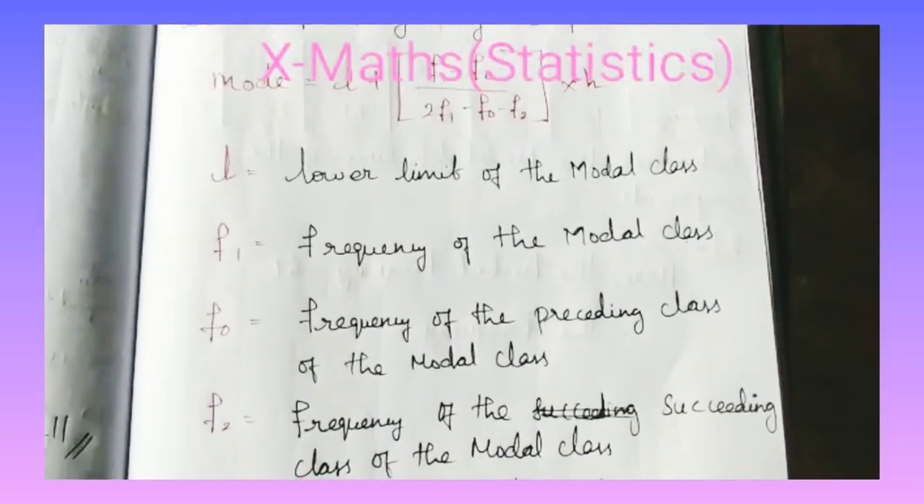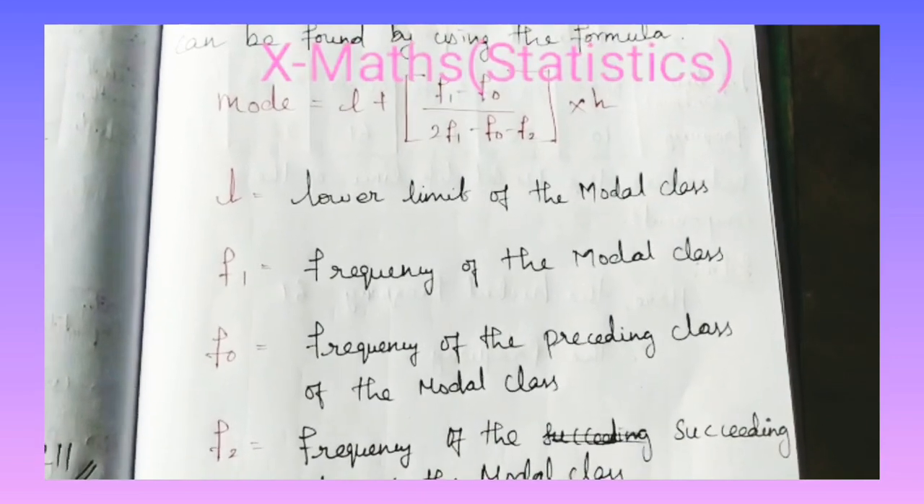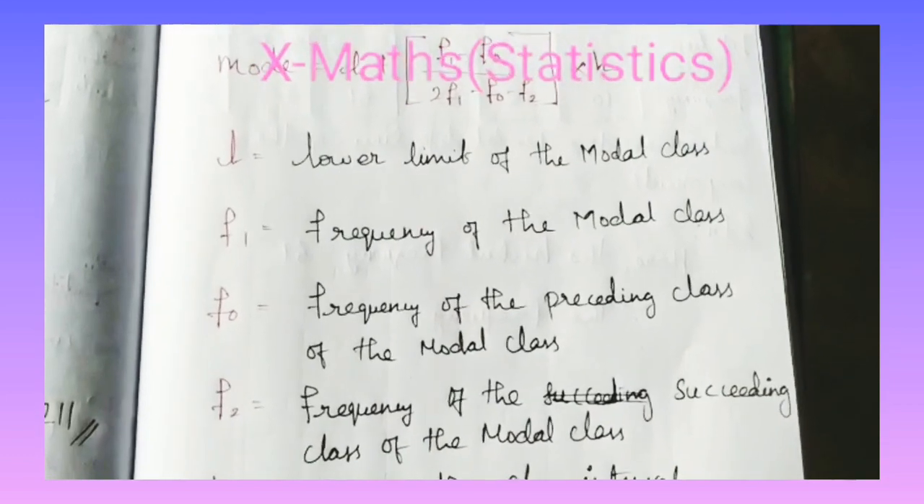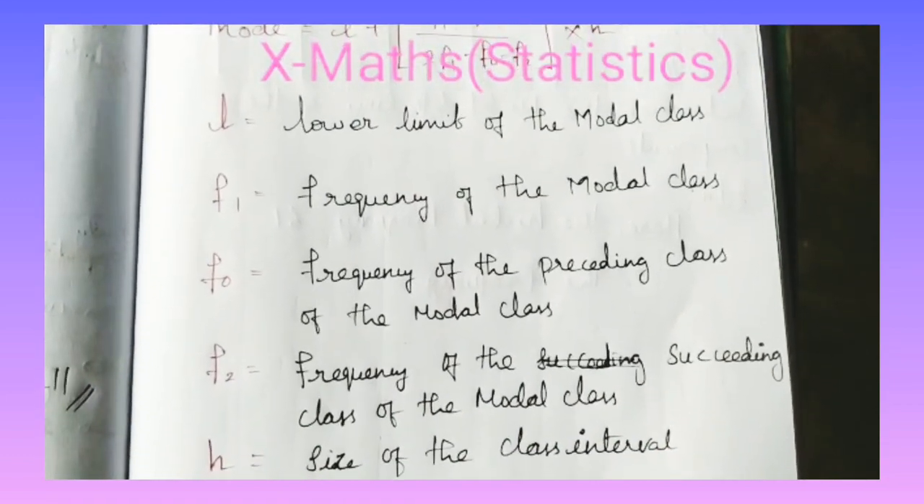L is the lower limit of the modal class. F1 is the frequency of the modal class. F0 is the frequency of the preceding class of the modal class. F2 is the frequency of the succeeding class of the modal class. H is the size of the class interval.